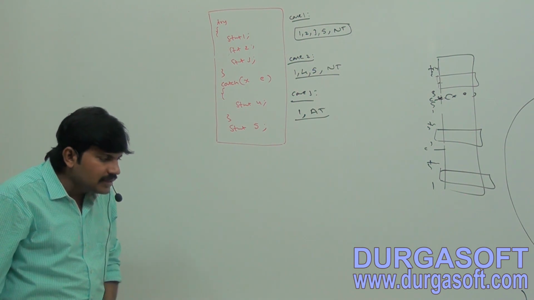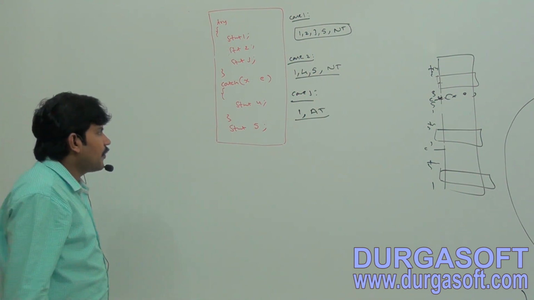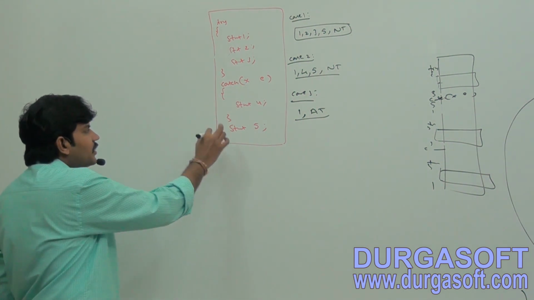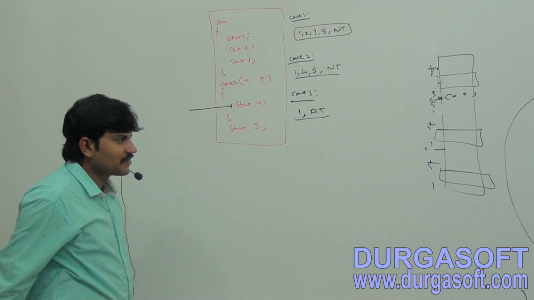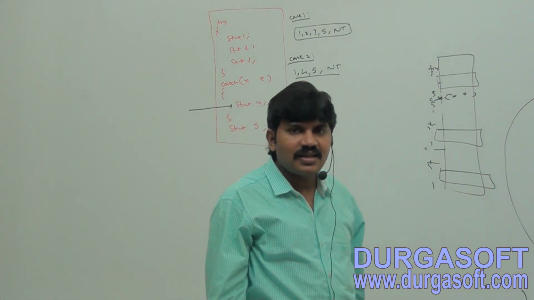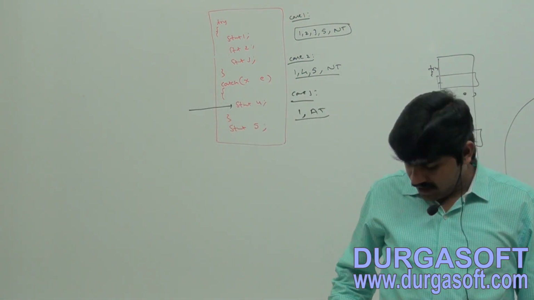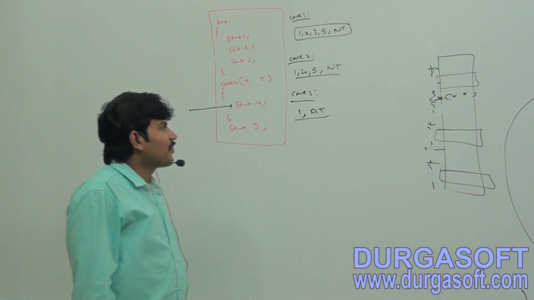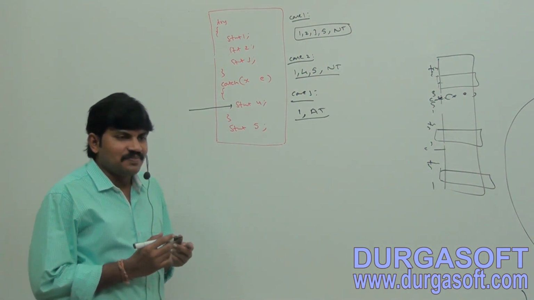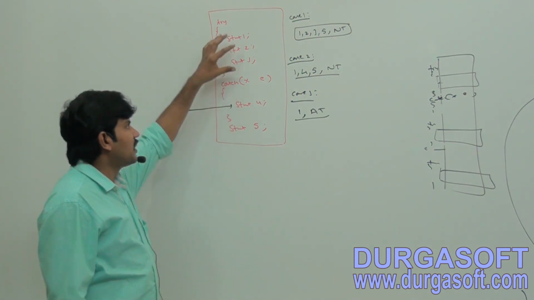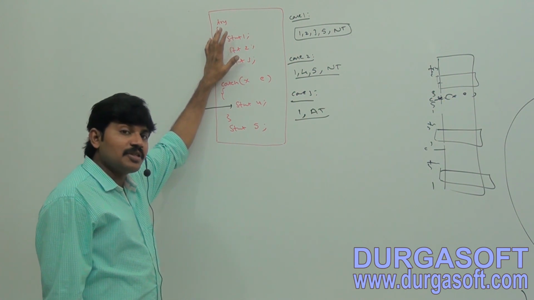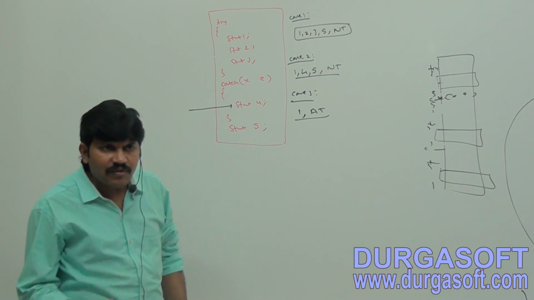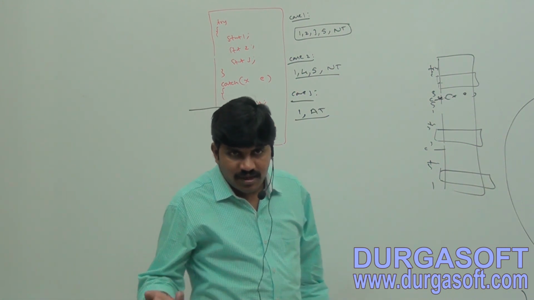Next case: if an exception is raised at statement 4. Now observe this one. Sir, most people are going to feel that exceptions will be raised only inside a try block. No. Exceptions can be raised inside the catch block and the finally block also, because a catch block is also Java code only, and the finally block also contains Java code only.